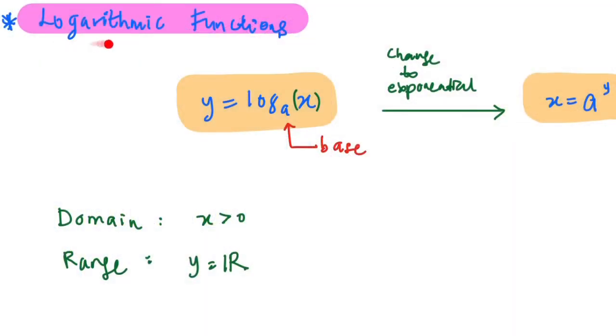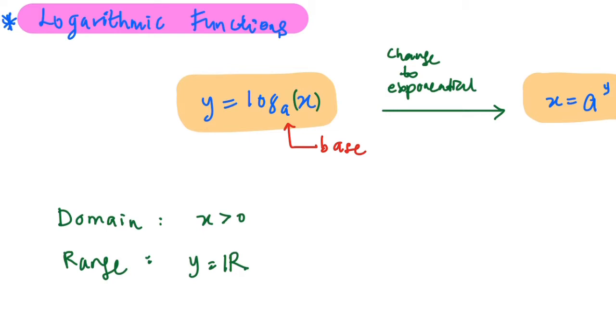Let's move on to logarithmic functions. The basic log function is y equals log to the base a of x. This a here we call the base, and this x here we call the argument. When you have a logarithm, you are able to change it to exponential. The relationship between log and exponential is that they are inverses of each other.